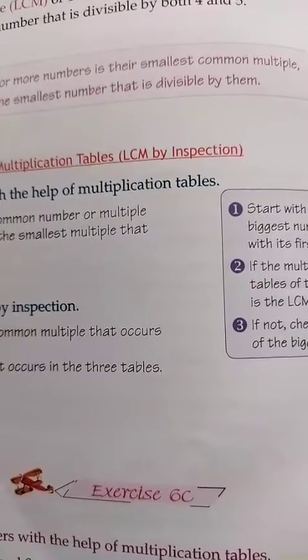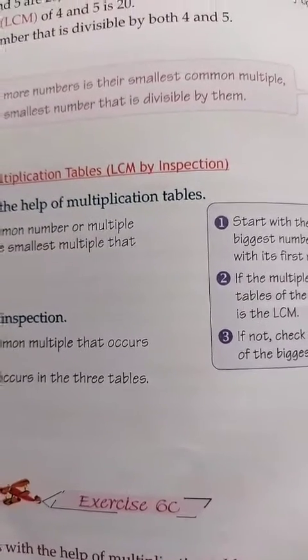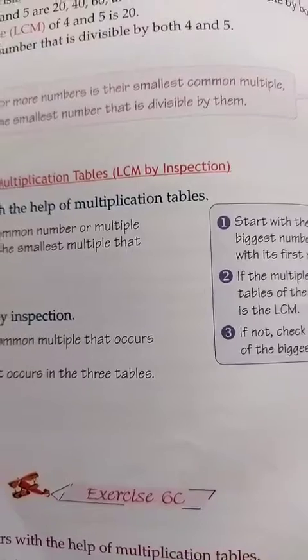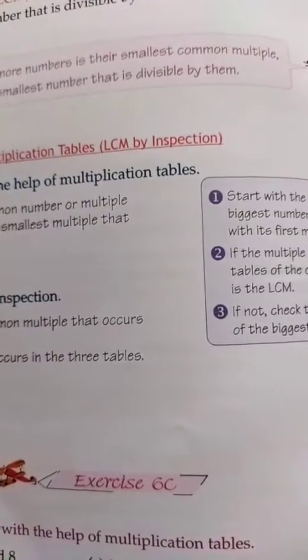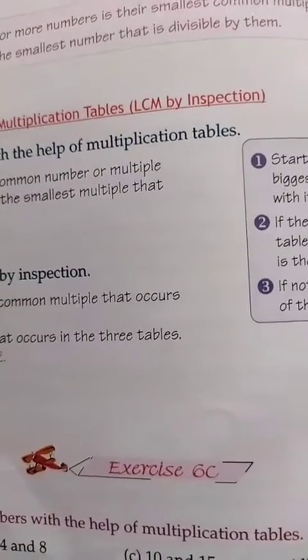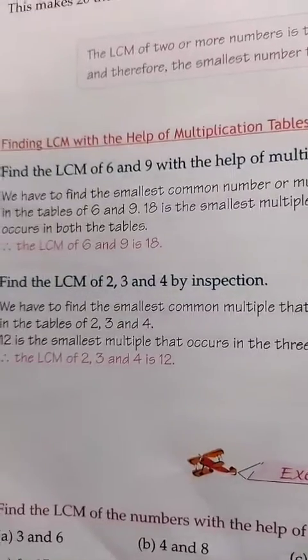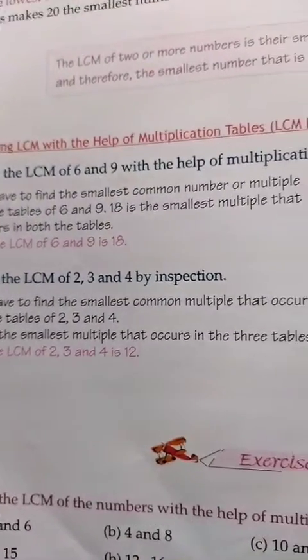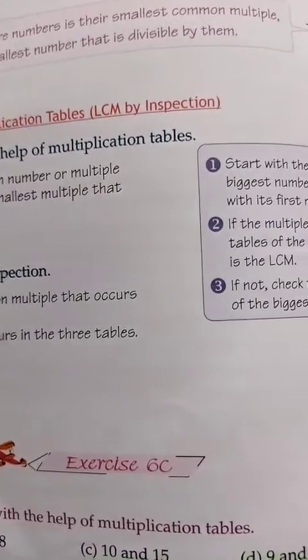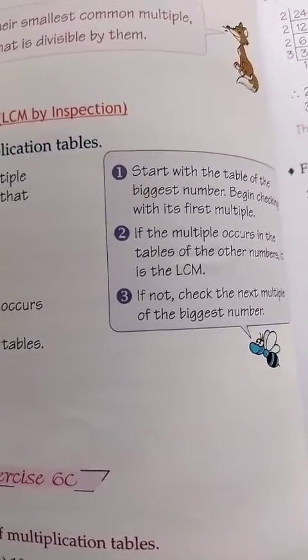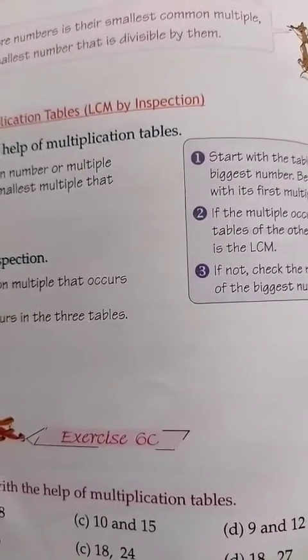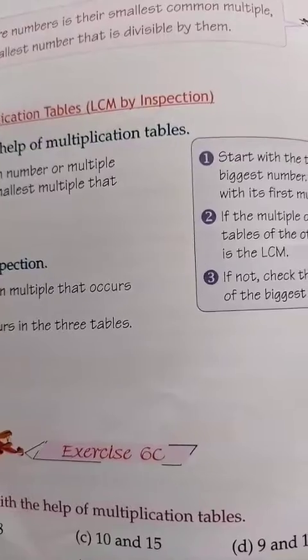Class 5th. In the previous video I had explained up to exercise 6B. Now we are going to start our new exercise 6E. Find the LCM of the numbers with the help of the multiplication table. In this exercise you have to find out the LCM.